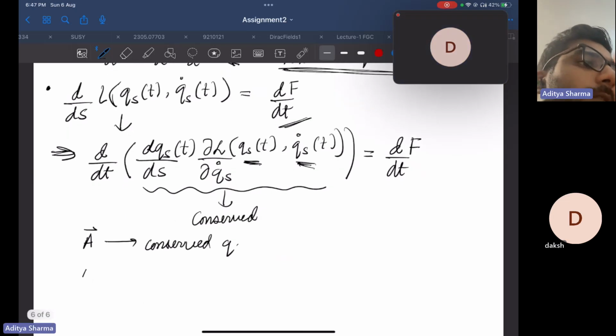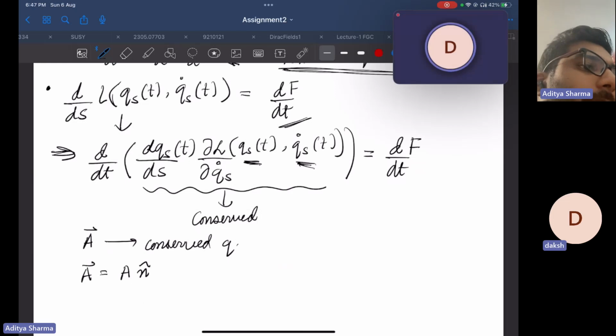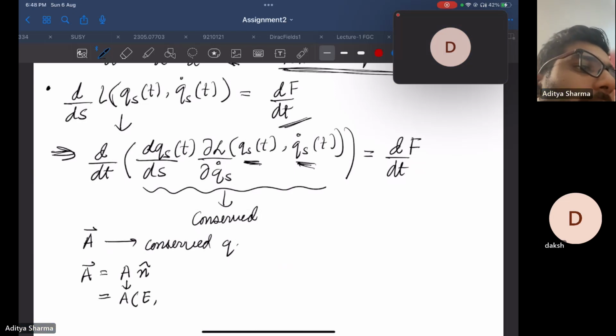But this vector can be written as some magnitude times, say, n cap, a direction. And this A is nothing but energy and angular momentum. Yeah, angular momentum.